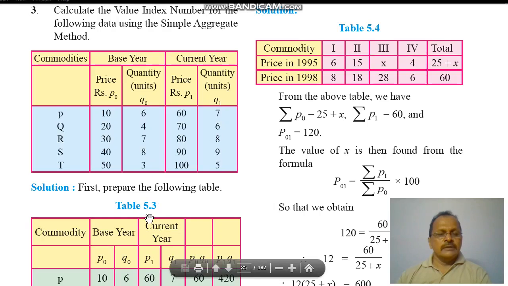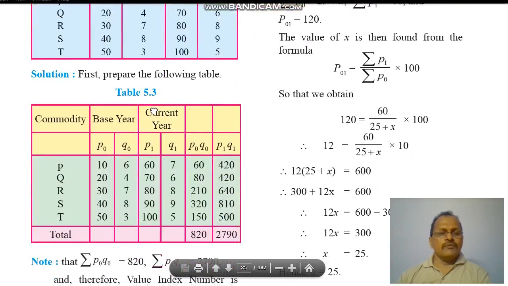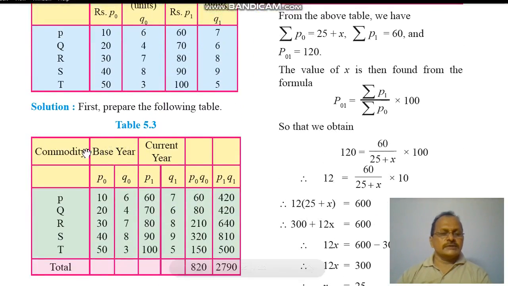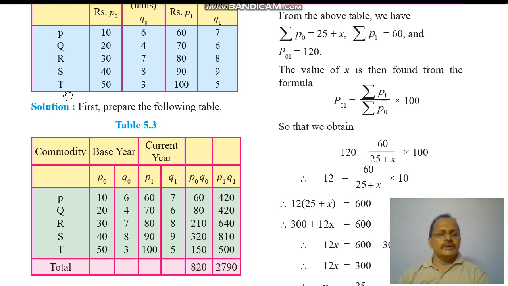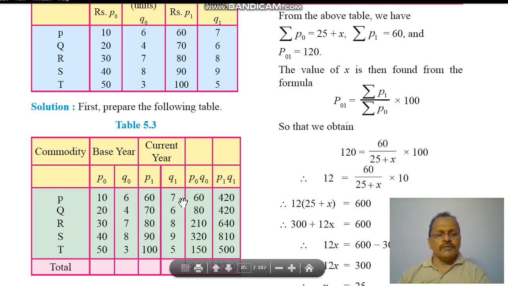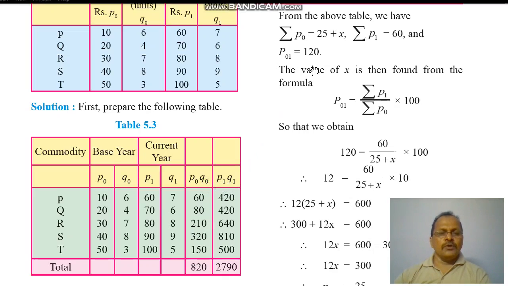method. The table we are going to use is like this: commodity as given in the problem, then for base year P0 and Q0, for current year P1 and Q1. These are given to us. Now we are going to add two columns. First column is P0 into Q0. Second column is P1 into Q1.